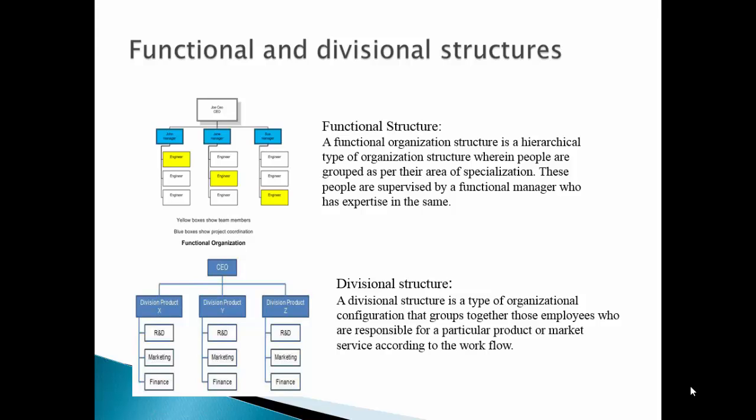We will now discuss functional and divisional structures. The first type is functional structure. This slide shows one of the templates of functional structure where the yellow boxes show team members and blue boxes show project coordination. A functional organization structure is a hierarchical type of organization structure wherein people are grouped as per their area of specialization. These people are supervised by a functional manager who has the same expertise in the same area.